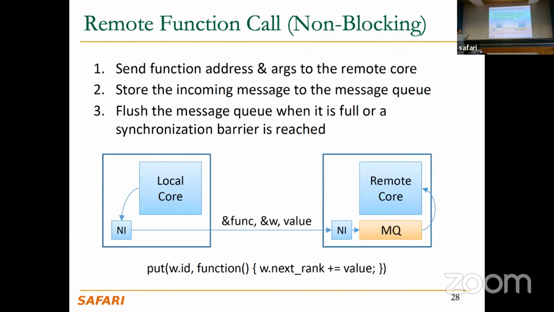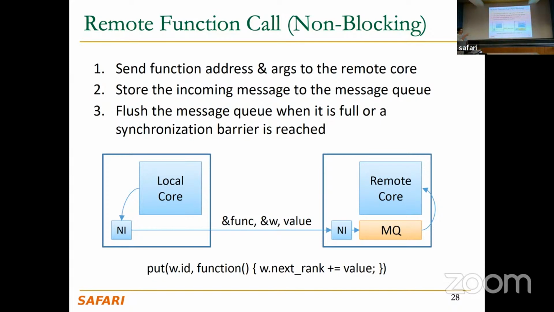So how does this work? Send the function address and arguments to the remote core, store the incoming message in the message queue. Remember that we have the network interface to communicate with the external cores. We receive the function, the address of the neighbor, and also the value that needs to be added to the rank of this neighbor. We place them in the message queue, and at some point, the remote core will go to the message queue and will execute it.